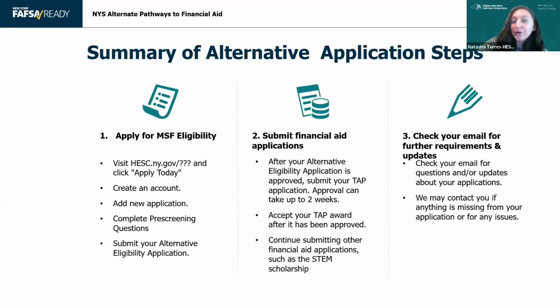Just a quick overview. It's the same exact overview as DREAM Act. So the alternate application steps: 1, you go to our homepage, click apply today, you create an account, you do the pre-screening questions, and you indicate that you're eligible for FAFSA but don't want to fill it out due to privacy concerns. You do this application, you wait to see if it's approved. If it is, you can move forward.